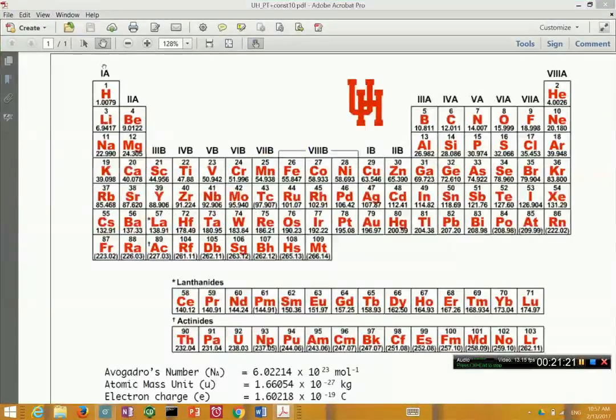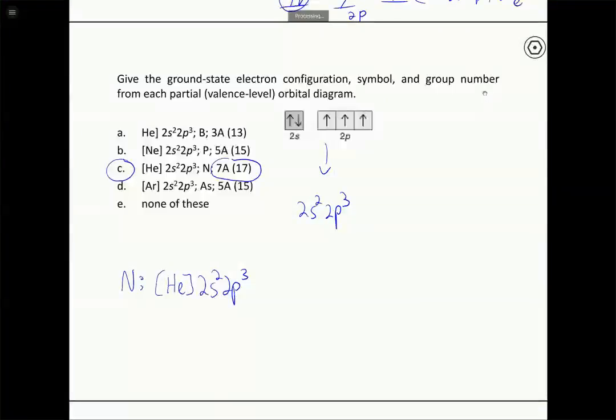But we give it to you in Roman numerals. So it's 1A, 2A, then you have all the B groups, and then 3A, 4A, 5A. So Roman numeral 5 here. So nitrogen, using the older system, is actually in group 5A. And here we have 7A. So that's not correct, 7A, 17.